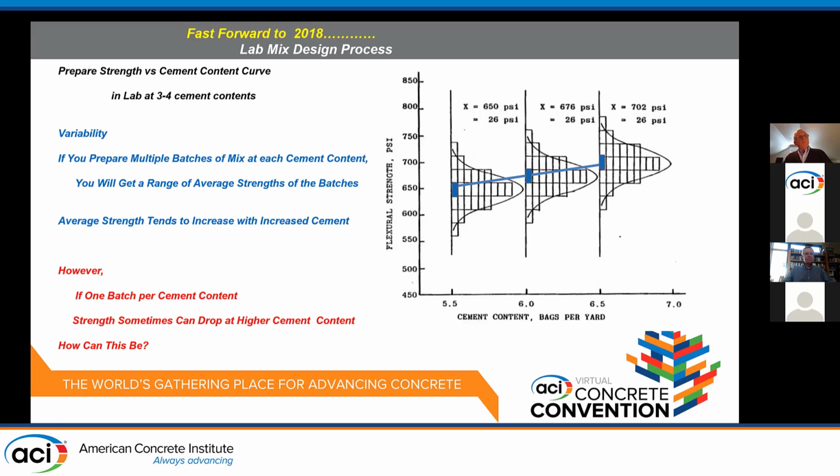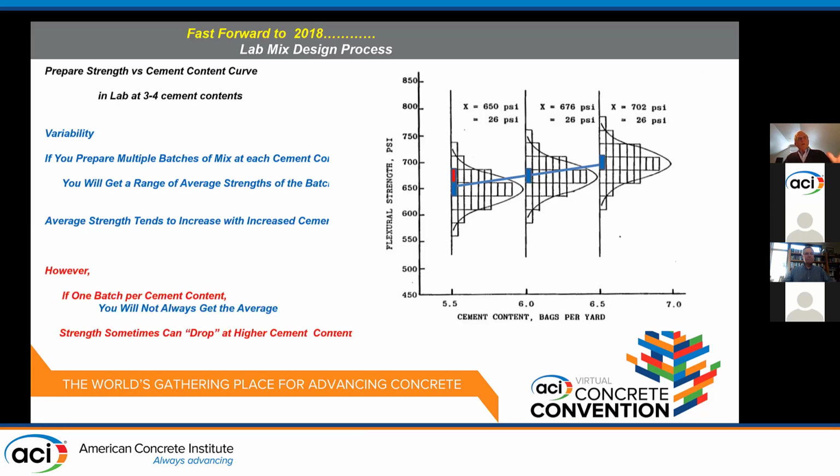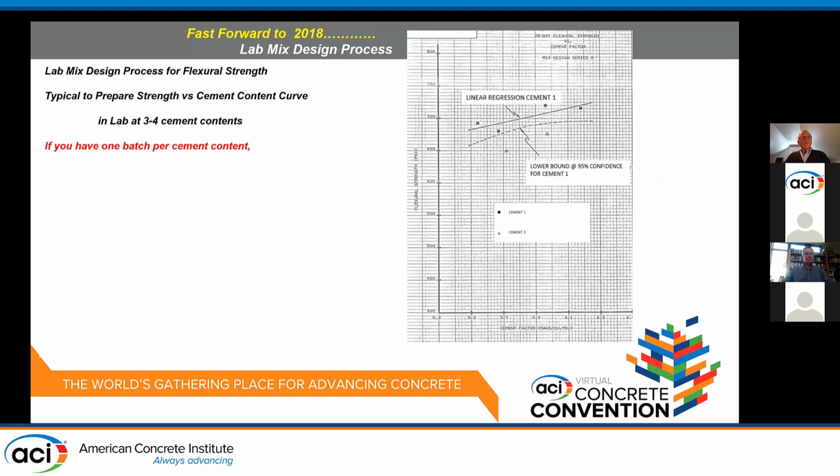However, if I only put up one batch per cement content, which is what most contractors do, I may get an above average strength on the first batch, a below average strength on the next batch, and an above average strength on the third batch. People look at that and say, well, obviously the lab did something wrong. No, it's just which particular rectangle on that distribution did you happen to get at that cement content?